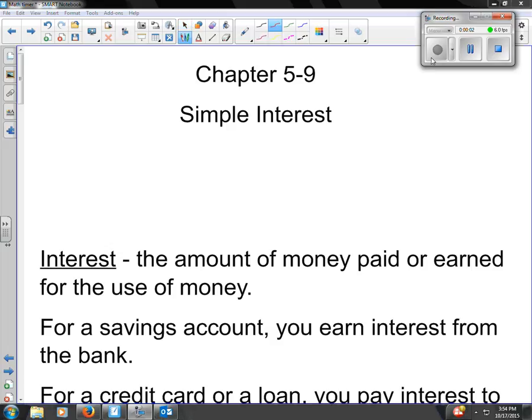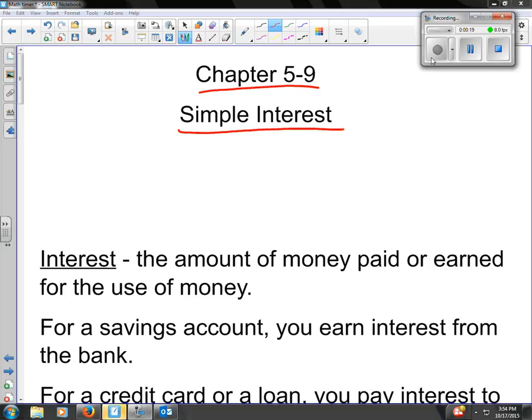Okay, we're looking at Chapter 5, Section 9. It's the last video for Chapter 5, so congratulations. And you have that St. James heading. Underneath that, you have Chapter 5, Section 9 underlined in red, and then you write simple interest underneath that.